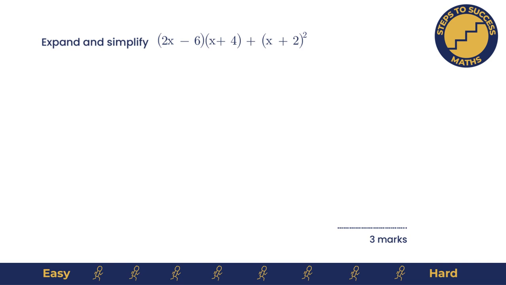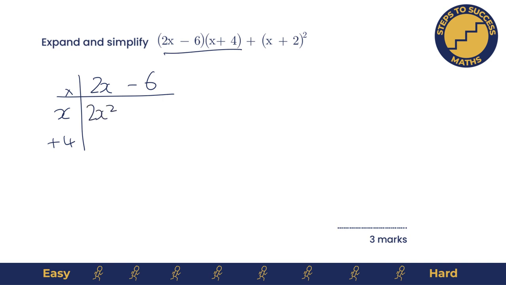Expand and simplify. 2x minus 6 times x plus 4 plus x plus 2 all squared. So we've got two sets of double brackets here. I'm going to expand them first. So we've got 2x subtract 6 multiplied by x plus 4. So x times 2x is 2x squared. X times negative 6 is negative 6x. 4 times 2x is plus 8x. And 4 times negative 6 is negative 24.